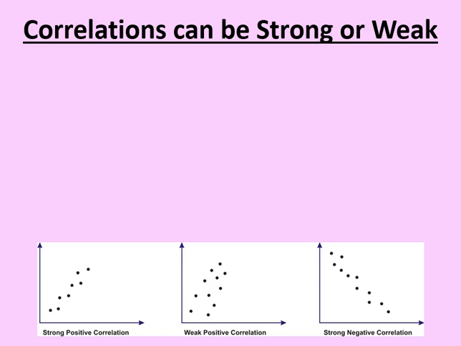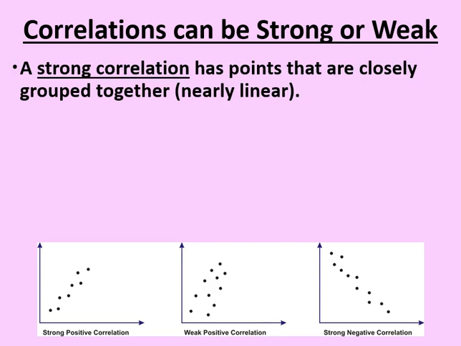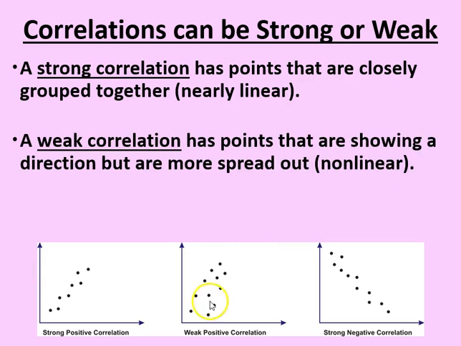Correlations can also be strong or weak. A strong correlation has points that are closely grouped together, nearly linear. So you can see in this first example, these dots are really close together. They're not perfectly straight, but you can see that there is a consistent pattern to them. And in the second one, you have a weak correlation. They are showing a direction, but they're more spread out from each other. And here we have another example of a strong correlation. This one's a strong negative correlation.